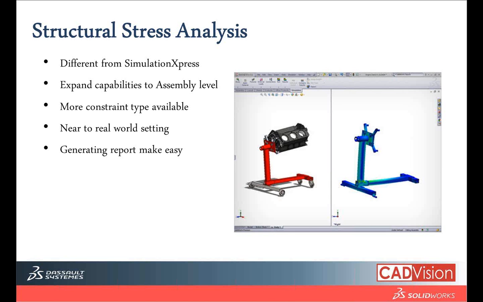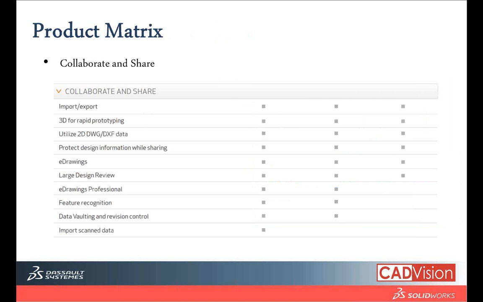With just one click and the required information keyed in, it will generate the report of the results that you show. So the next is also the last category of product matrix, which is collaborate and share. So of course, we can import and export. We can import neutral files. We can import STEP files and IGES files. We can also export them out, and 3D for rapid prototyping. Okay, it works well together.